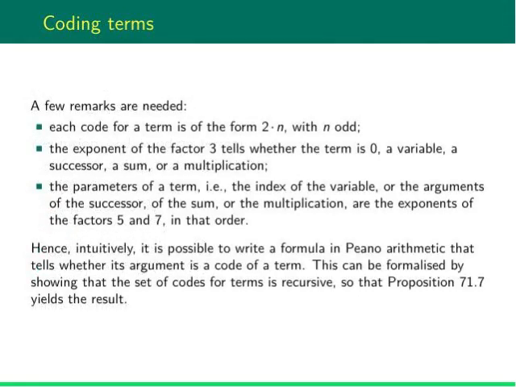The coding function, by its structure, allows us to tell, when a number is in the image, what kind of term it codes and what specific instance of a term. Hence, we can decide whether a number represents a term and eventually extract the codes of its components. And by proposition 71.7, all these actions can be done by formulae in Peano arithmetic.